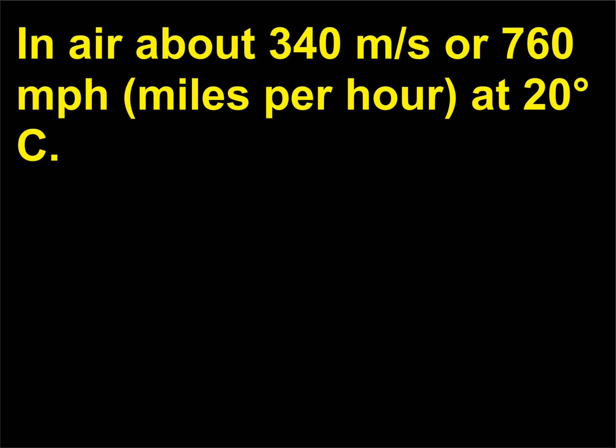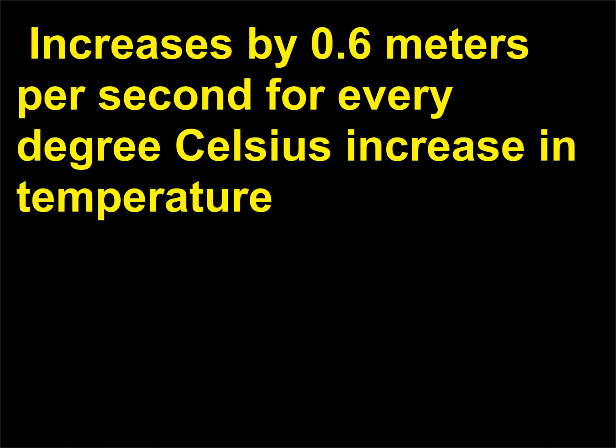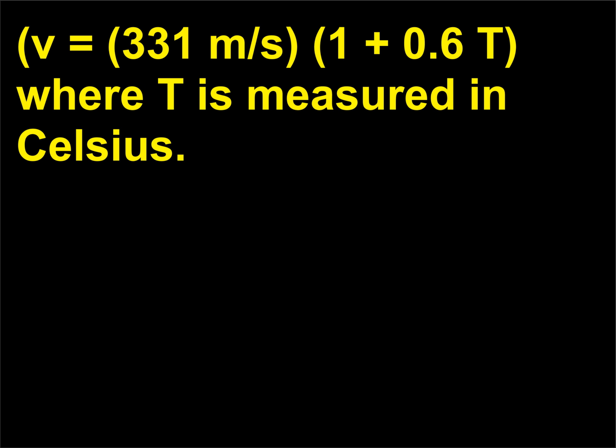What is the speed of sound? In air, about 340 m/s or 760 miles per hour, at 20 degrees Celsius. Increases by 0.6 meters per second for every degree Celsius increase in temperature. V equals 331 m/s times (1 plus 0.6 T), where T is measured in Celsius.